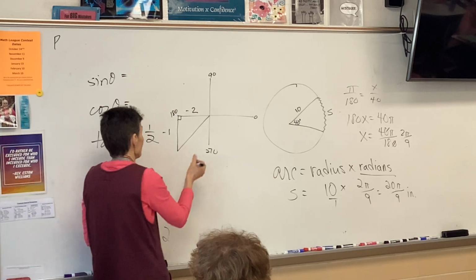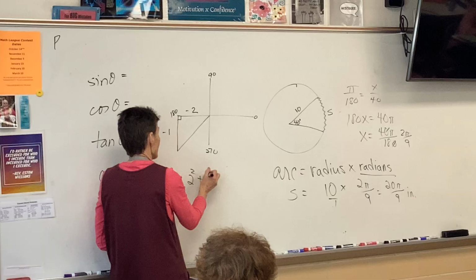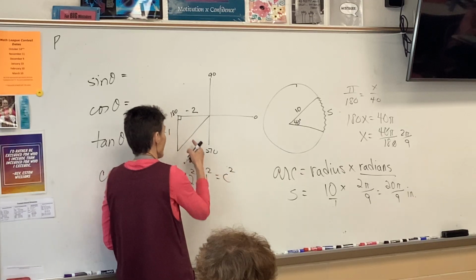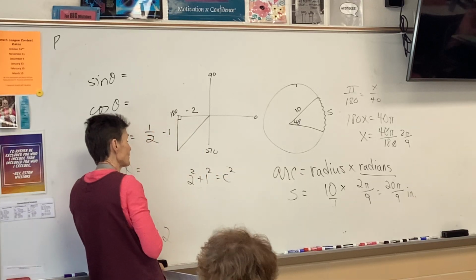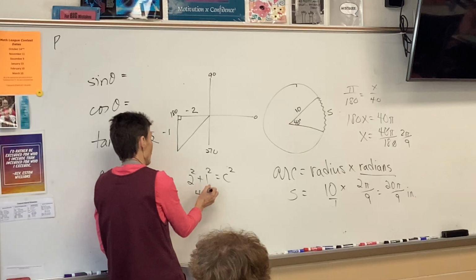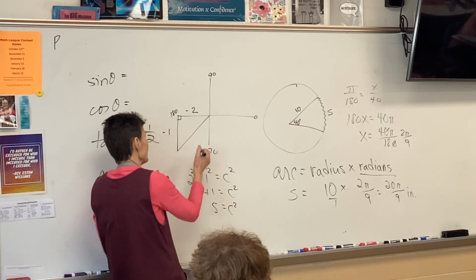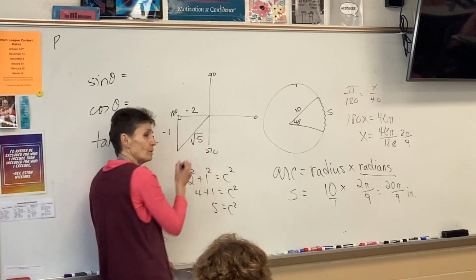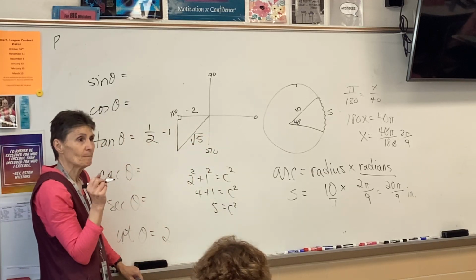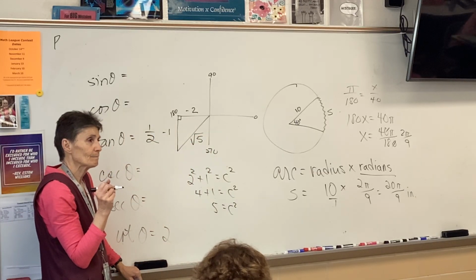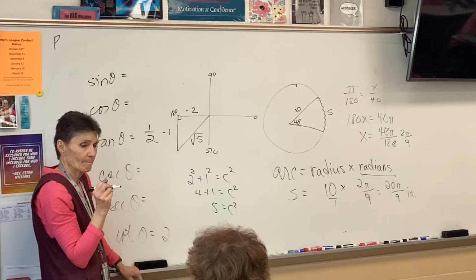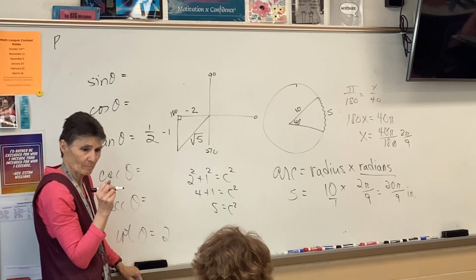Pythagorean theorem. So 2 squared plus 1 squared is c squared. I'm trying to find my hypotenuse. So 4 plus 1. It looks like c is the square root of 5. Right?